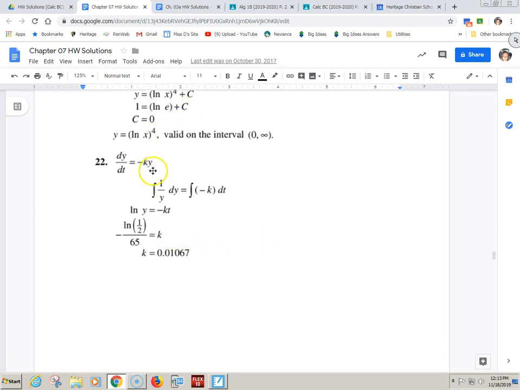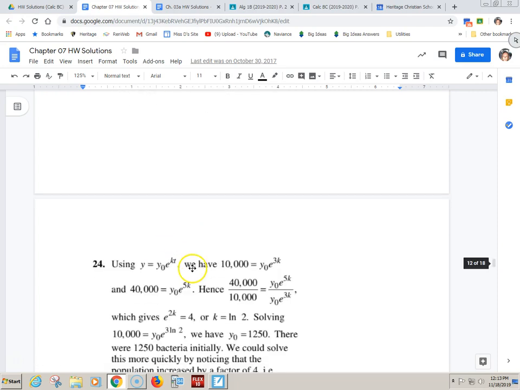Number 22, this was a good old-fashioned exponential decay equation, although I guess they didn't make you write.